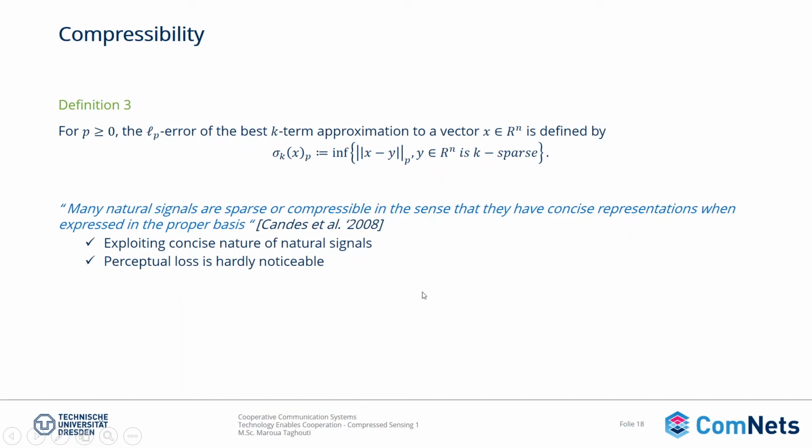So Candès mentioned in one of his papers that many natural signals are sparse or compressible in the sense that they have concise representations when expressed in the proper basis. This means that for the signal in question, there is a way to find a representation where it is actually sparse. But now the question is how to find this proper basis to represent the signal. So here we would like to exploit the concise nature of natural signals, where the perceptual loss is hardly noticeable.